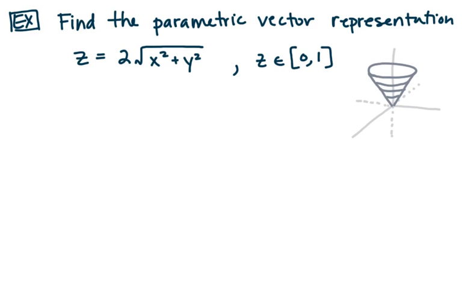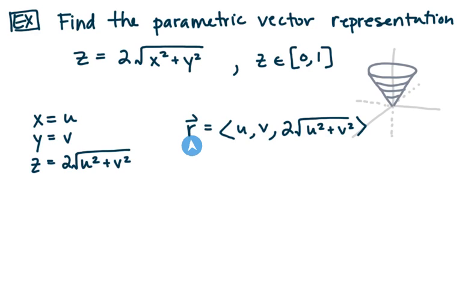And what we have here is the top half of a cone from z equals 0 to z equals 1. So we have two options for how we could represent this. The first option might be to say, well, let's let x be u and y be v, and then z would, of course, be written as 2 times the square root of u squared plus v squared. It's pretty easy for us to do that because z is written explicitly in terms of x and y. So representing r of u, v in component form, it might look like this.